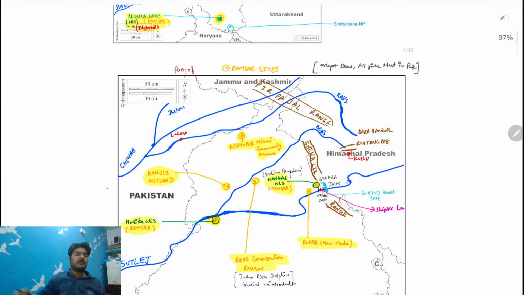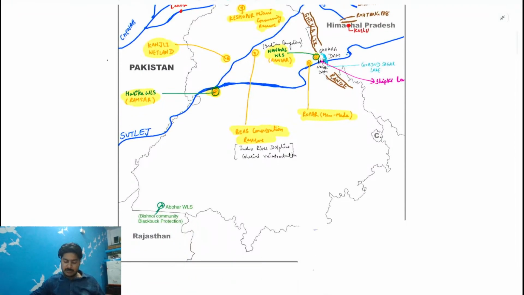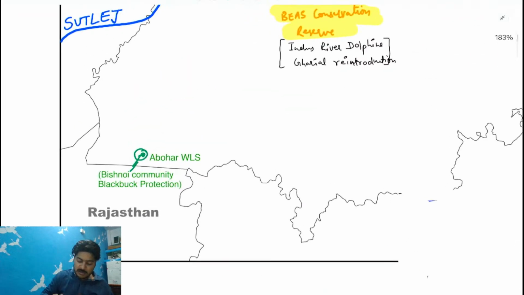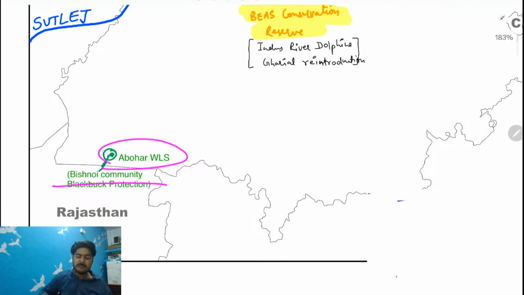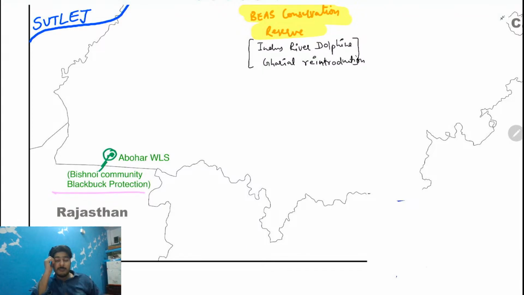Till now, if you have any confusion, you may ask anything that you have not got properly. This Abohar Wildlife Sanctuary is very important. Here you will find the black buck. But this black buck is very much protected and considered sacred by the Bishnoi communities, and so that was the Salman Khan issue.